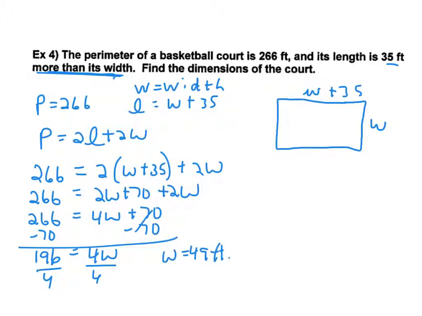So if the width is 49 feet, then the length is 35 plus 49. So again, I'm going to use my calculator, plus 35, and I get 84 feet. And that's it. So you should be getting good at these, hopefully. We have one more problem.